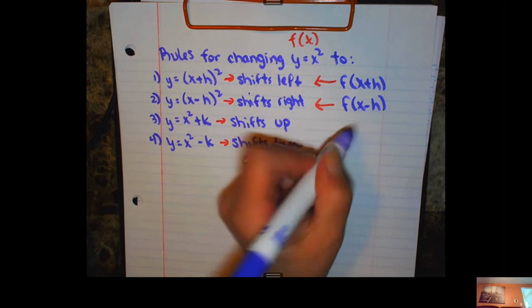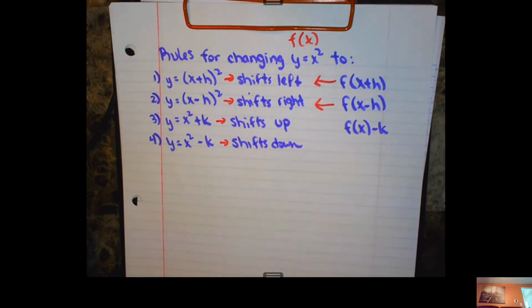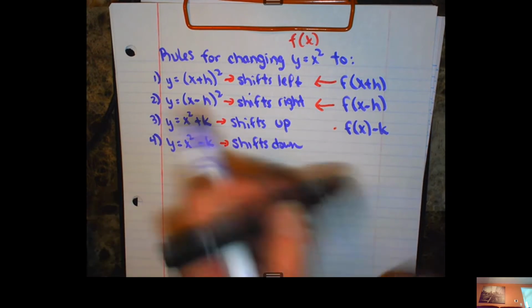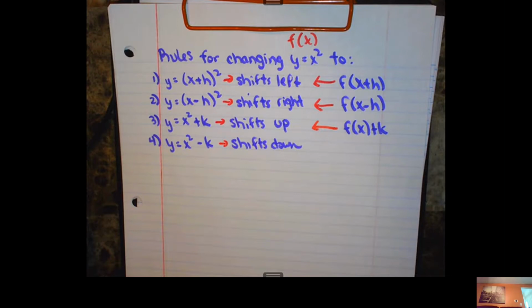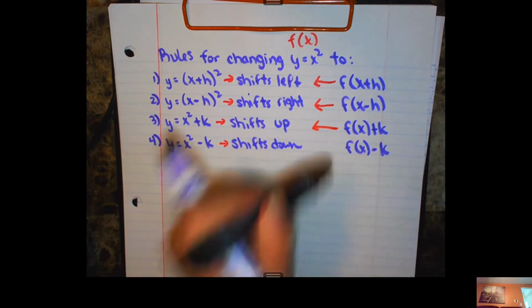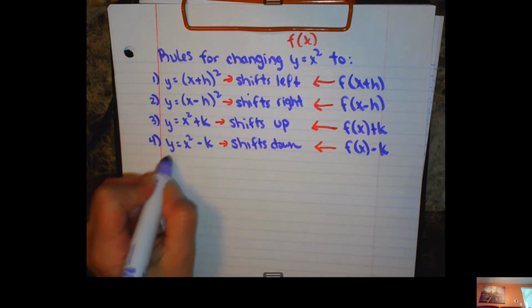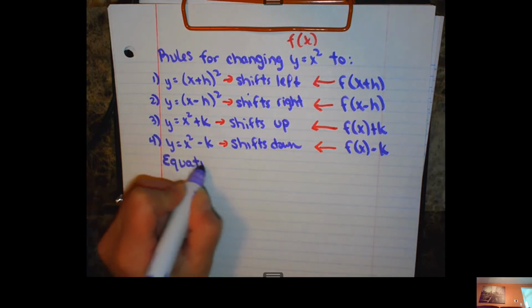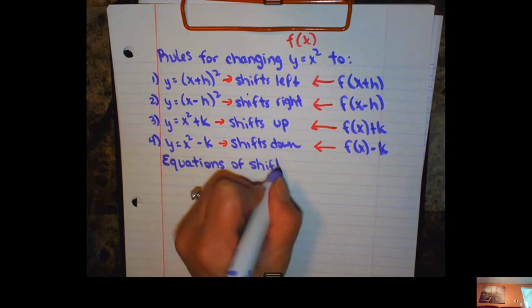If you have a function f of x and you want to add a number at the end, f of x plus k, that means you're shifting up. And if you have a function f of x and you want to subtract a number from it, you're going to be moving the function down. And you'll see those examples in a second. So these are the rules for shifting. So now we're going to talk about equations. So can you write equations of shifted functions?